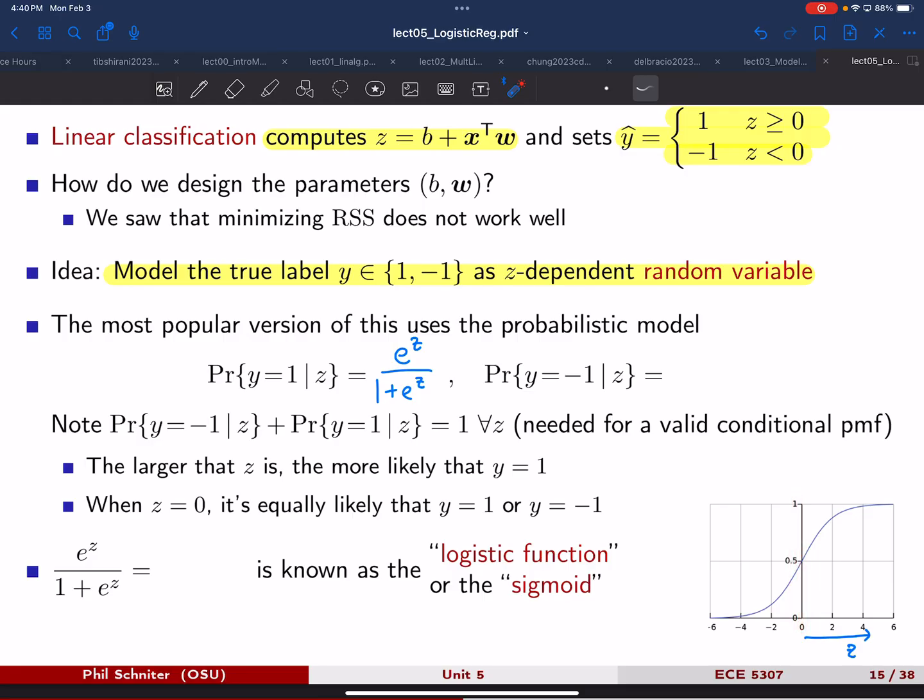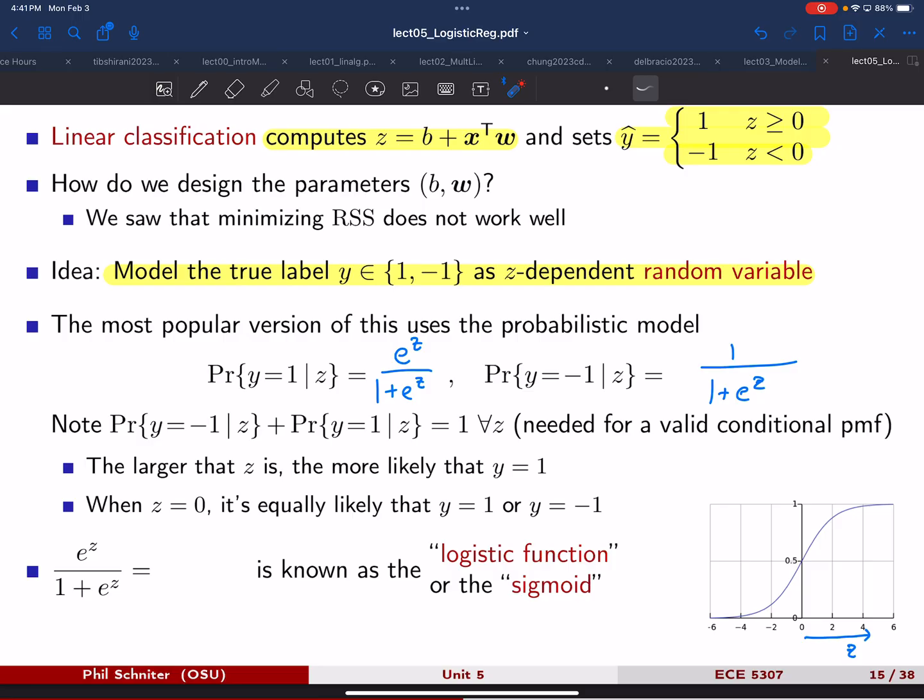But when z is less than 0, then as the magnitude of that negative z gets larger and larger, the probability that you believe y equals 1 shrinks down to 0, which means that the alternative goes up to 1. So we can also write an expression for the alternative. It's 1 minus this, which we can also write as 1 over 1 plus e to the power z.